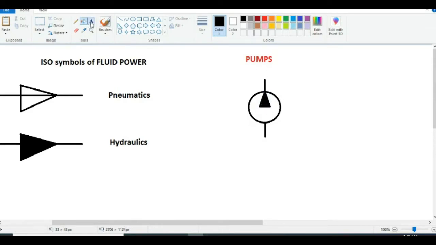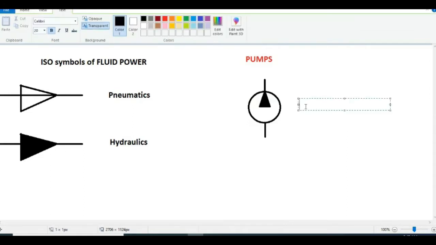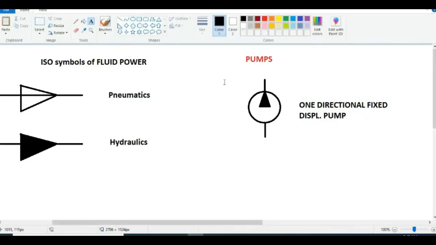One direction. The type of pump is a one directional fixed displacement pump. If the arrow is represented in one direction only, the type of the pump is a one directional fixed displacement pump.